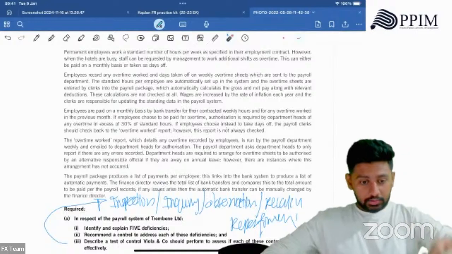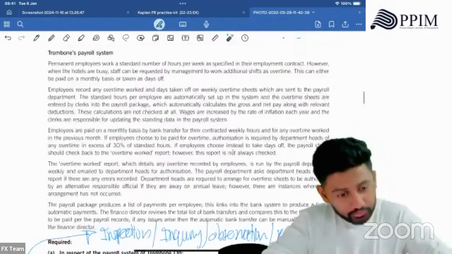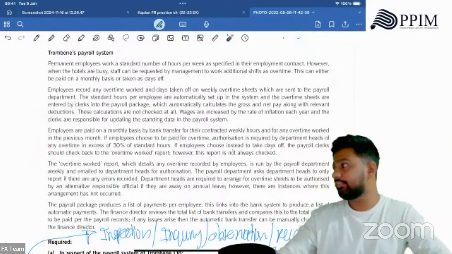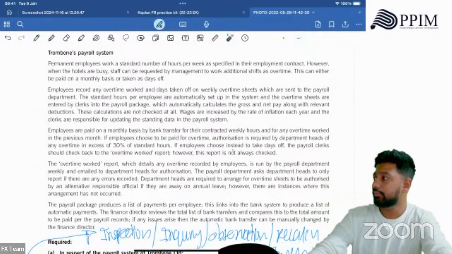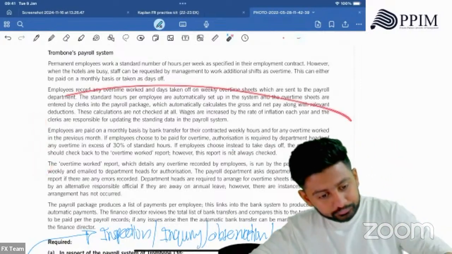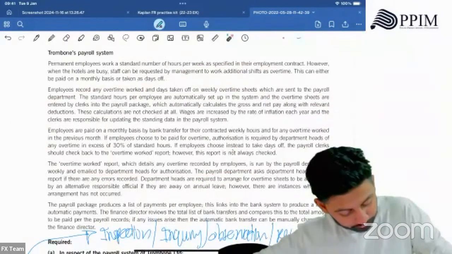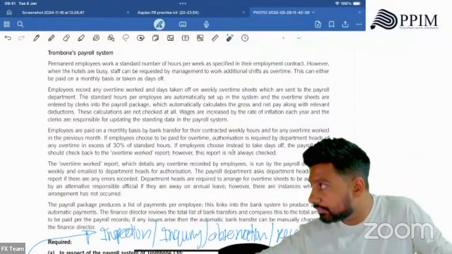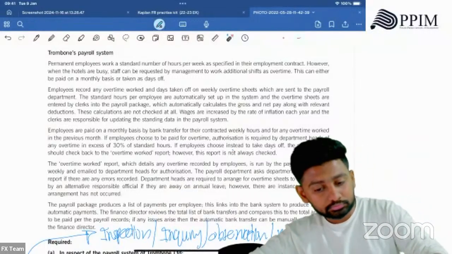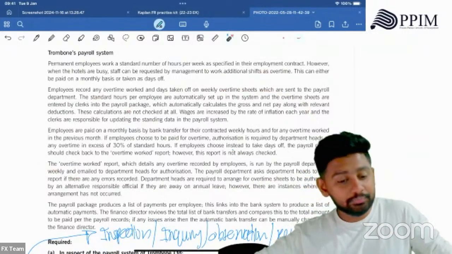But coming back to this particular area, what are the problems that we have here? Do we have any problems? 30% not all approved. Only 30% is approved.